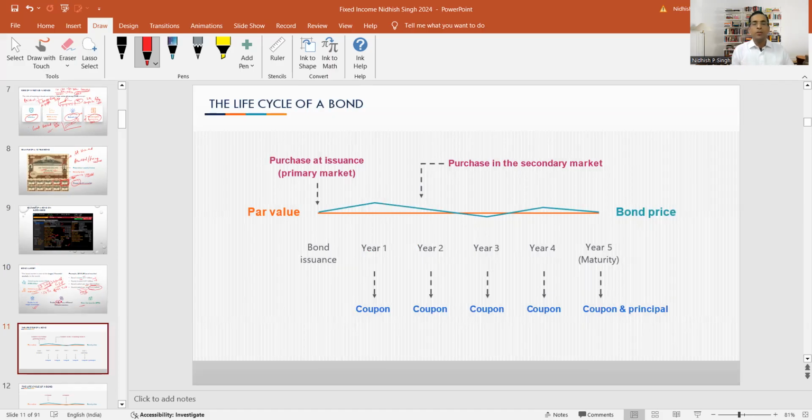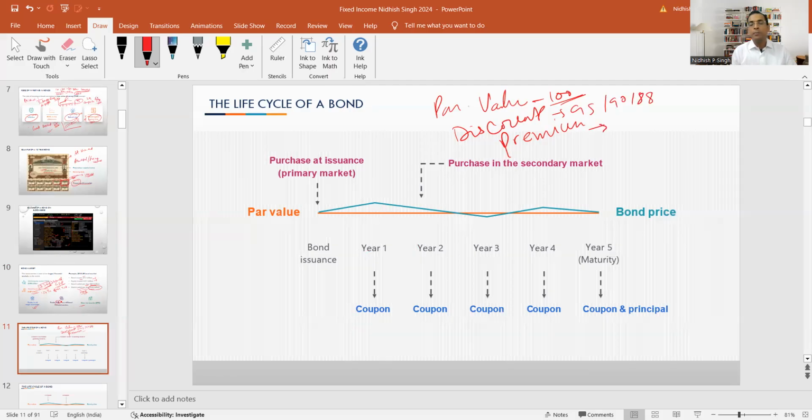Life cycle of a bond, as we discussed earlier, bonds are expected to start from par value. However, it could be at a discount or at a premium as well. So a 100 par bond, when it is sold at a discount, it could be 95 or 90 or 88. When it is traded at a premium, it could be 105, 108, based on various parameters. So it could be at a discount or it could be at a premium.